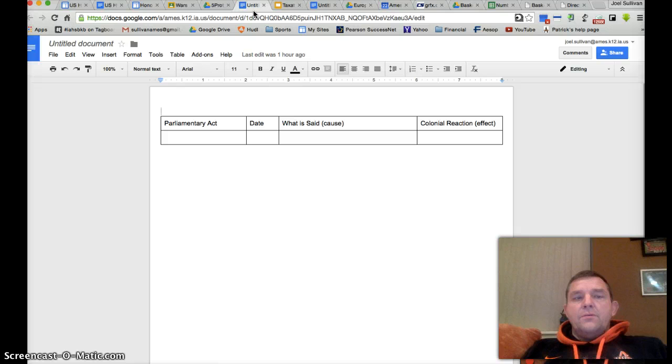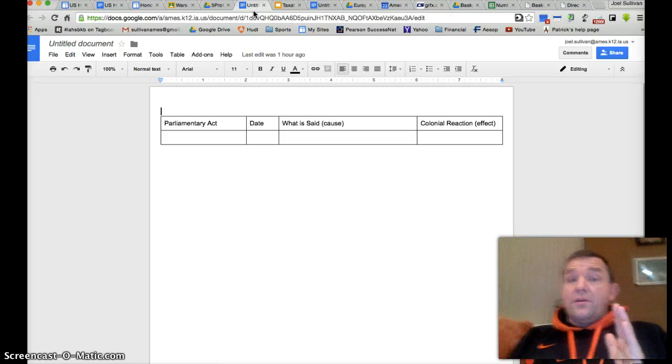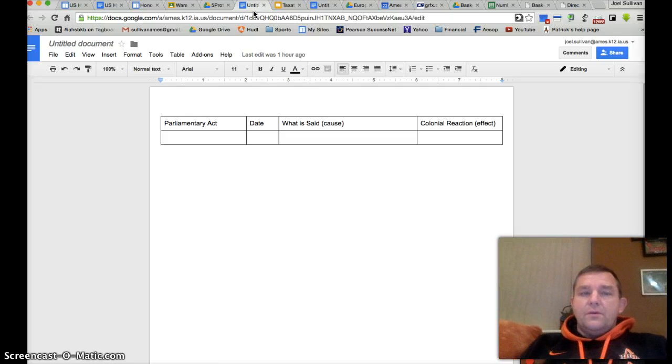So what you're going to do in your notes is create a chart that looks like the chart on the screen right now. In the first column, you're going to put the name of the Parliamentary Act. In the second column, the date. The third column, what it said. And the fourth column, the colonial reaction to what it said.